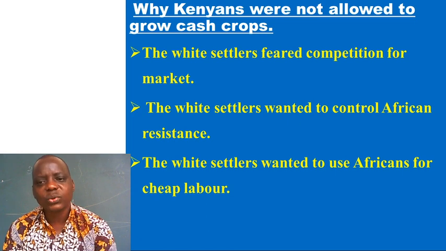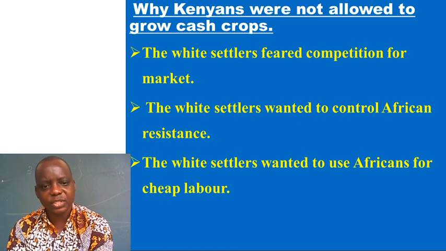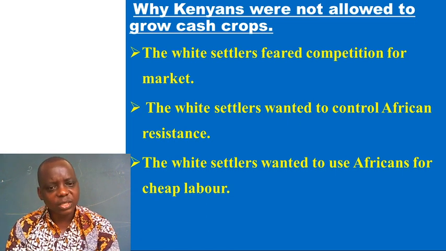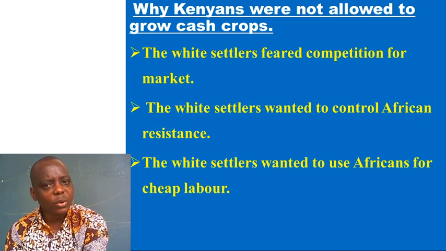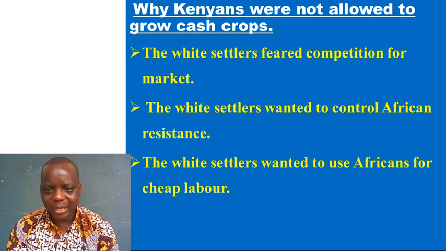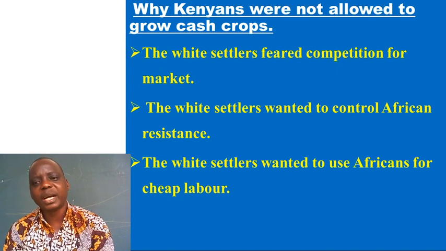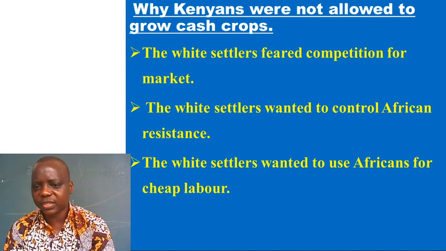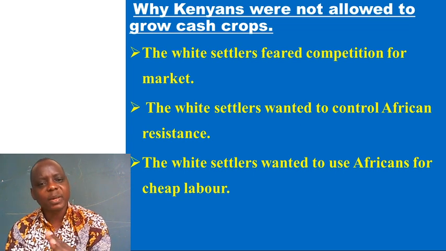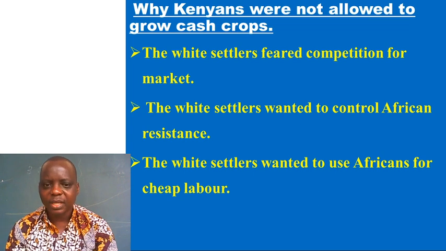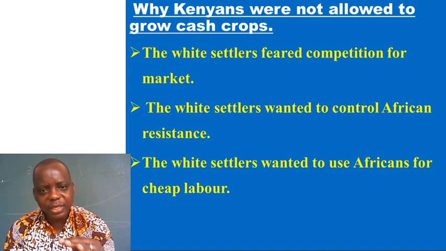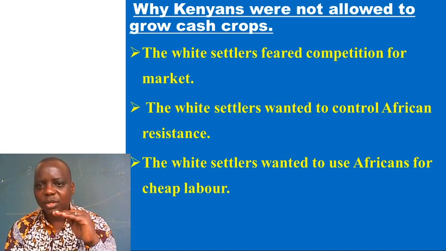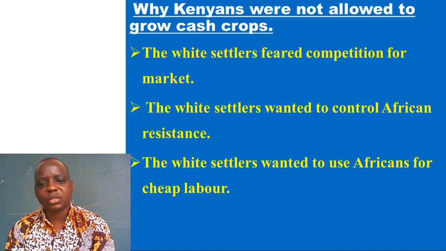The white settlers wanted to use Africans for cheap labor. So it was their fear. They knew that if these people were allowed to grow their own cash crops, they would not accept, however much they were forced, to work on their plantations. So because they needed cheap labor from Africans, they had to deny them the chance of growing their own cash crops.